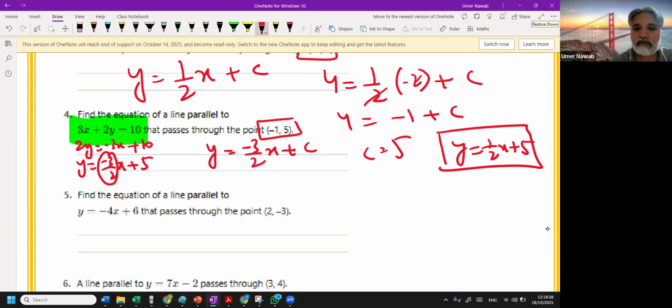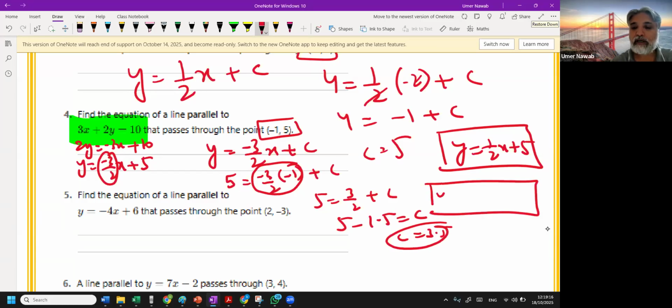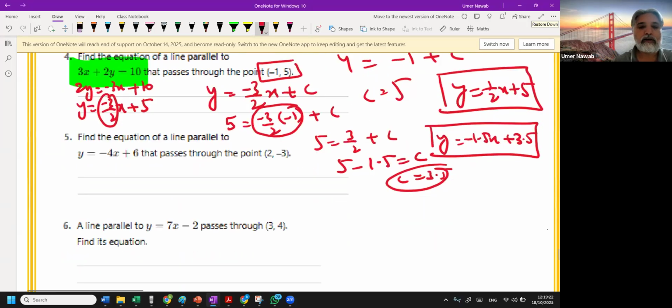Can I plug in the points? So y is 5, minus 3 over 2, in the place of x I put minus 1. And what is this answer, guys? So 5 is equal to minus 3 over 2 times minus 1, which gives you 3 over 2, plus c. So 3 over 2 is 1.5. When you bring it to the left, 5 minus 1.5, c is equal to 3.5. Now I can write the equation of the line: y is equal to minus 1.5x plus 3.5.